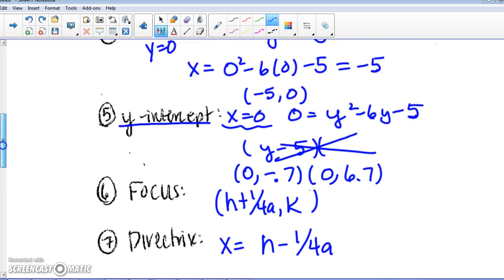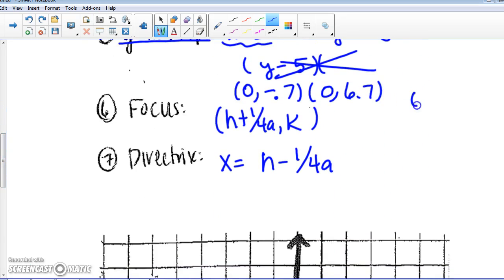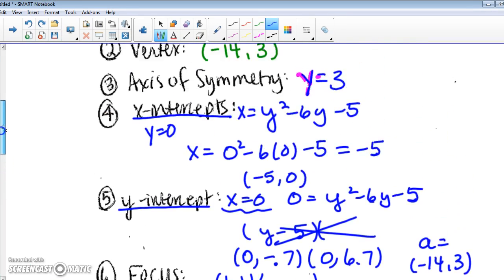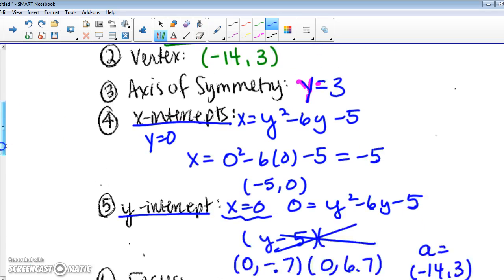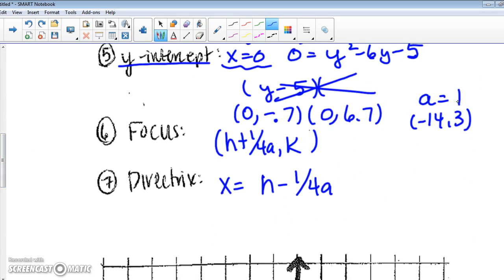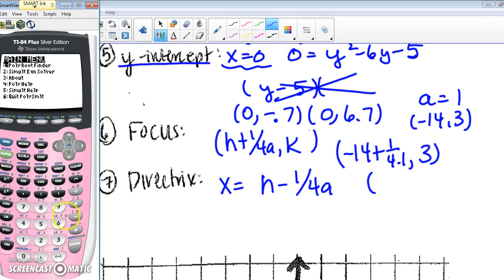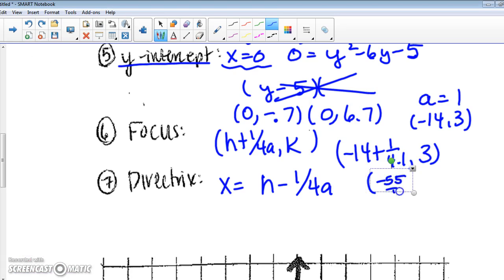So, just a reminder that h and k were negative 14 and 3. And our a for this problem is the number in front, and it's a 1. So this will be negative 14 plus 1 over 4 times 1, comma 3. You can do that in your calculator, either place, Main and exit. So negative 14 plus basically 1 over 4. I'll go ahead and turn that into a fraction. Negative 55 over 4, comma 3.